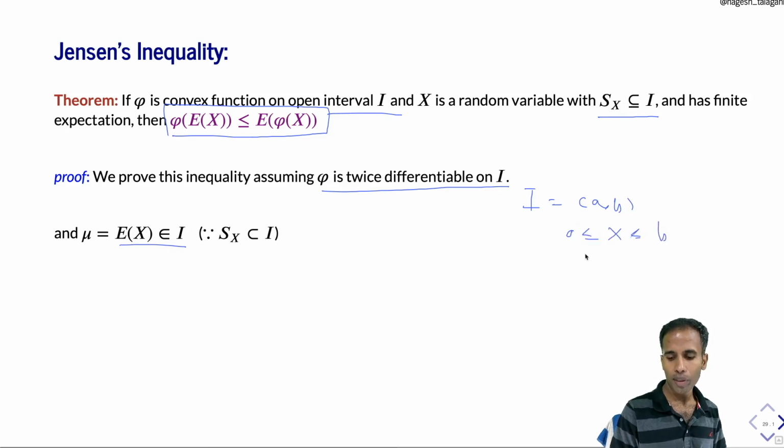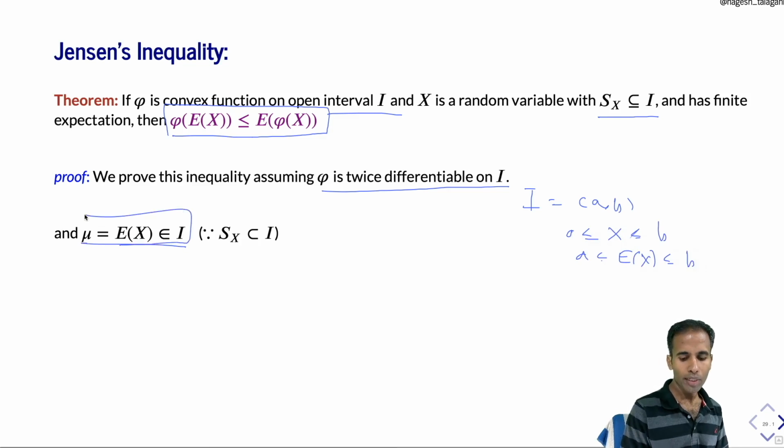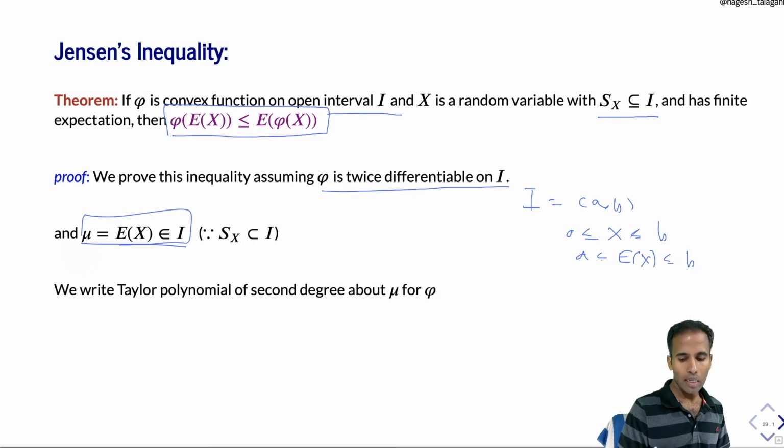Then if you take expectation on each side, expectation of x is also between A and B. That's why the mean mu will again be sitting in I. Okay, mu belongs to I. Now we are going to write down the Taylor polynomial of second degree about mu for phi.